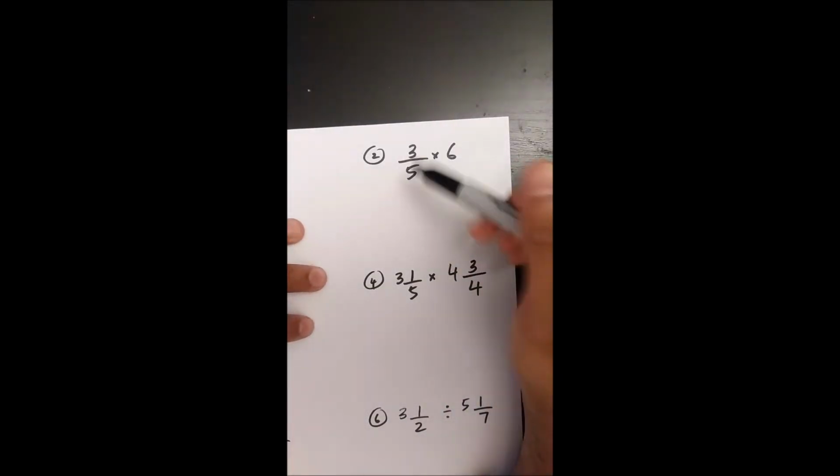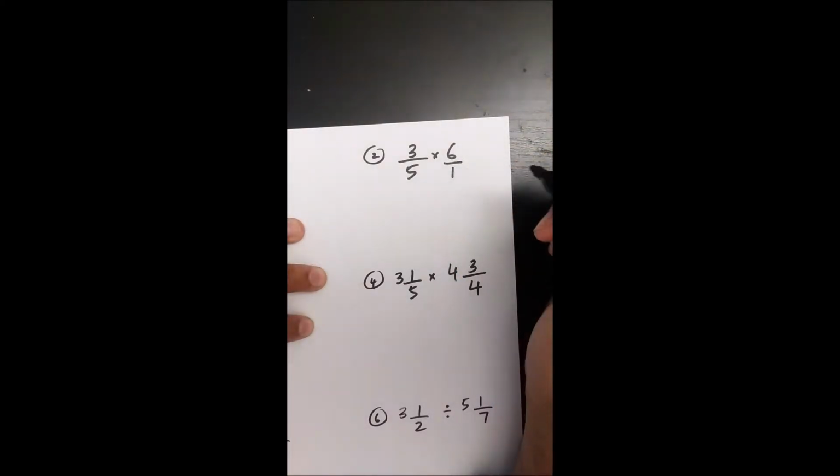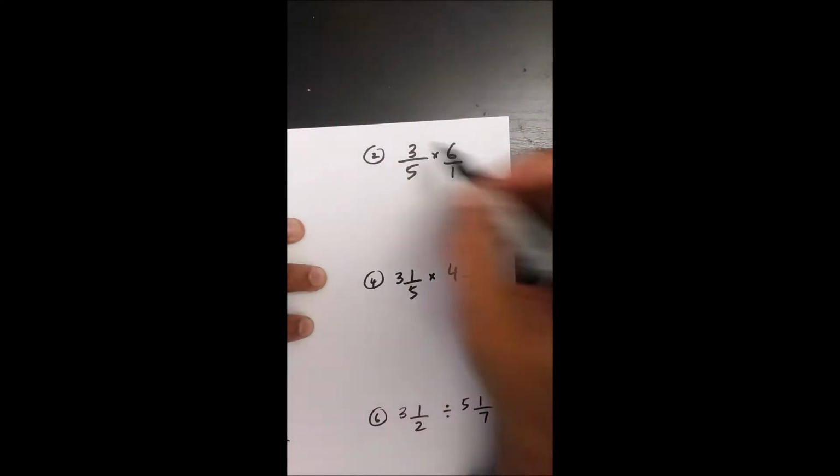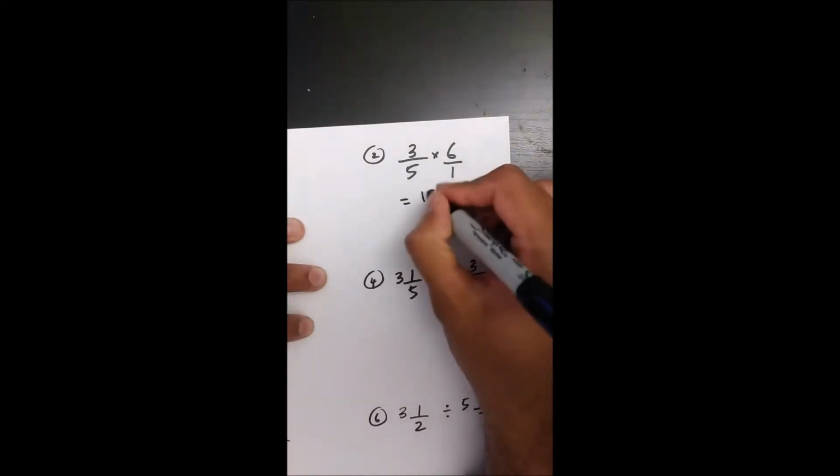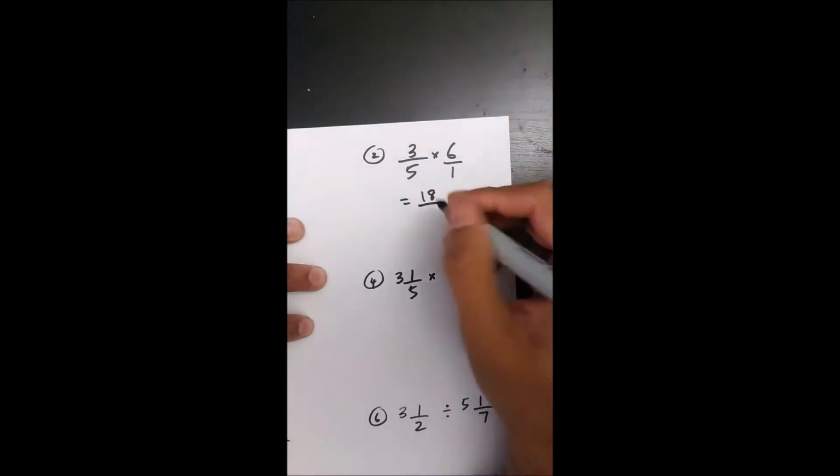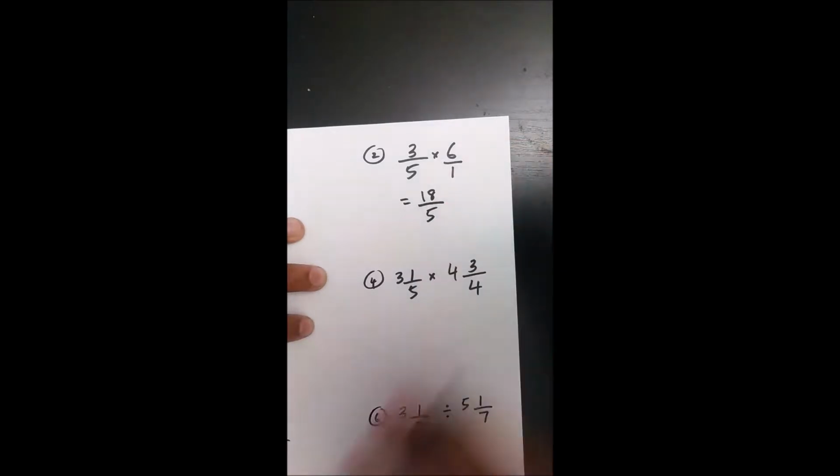For multiplying a fraction with just a number, remember that we have a 1 on the bottom, not a 0. Again, 3 times 6 is 18, 5 times 1 is 5.